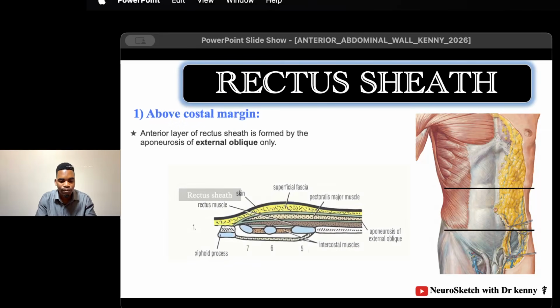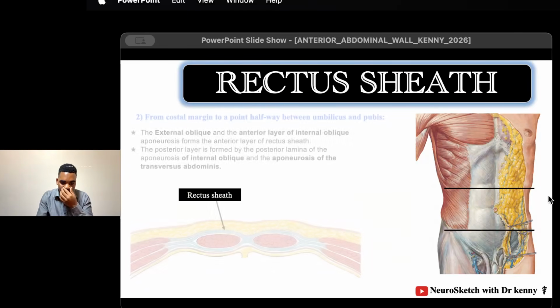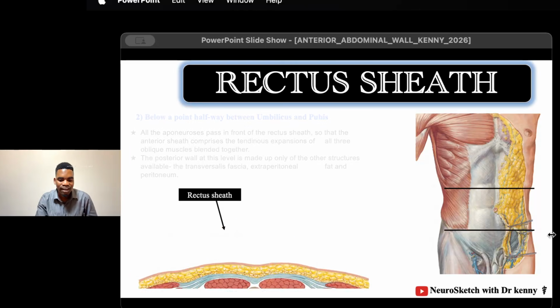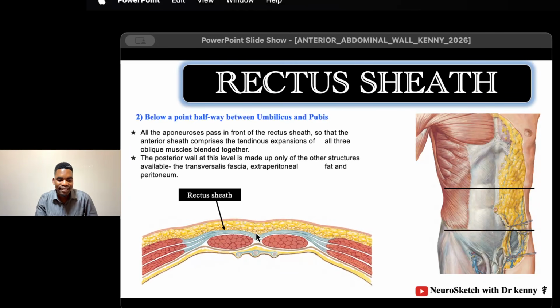Anteriorly, above the costal margin, it is made only by the external oblique abdominis, and then this region here is formed by three, but remember the internal oblique is splitting into anterior and posterior, and then below this region, the rectus sheath is formed. All the rectus sheath is passing anterior to the rectus abdominis muscle.